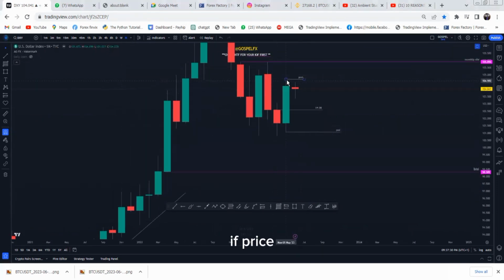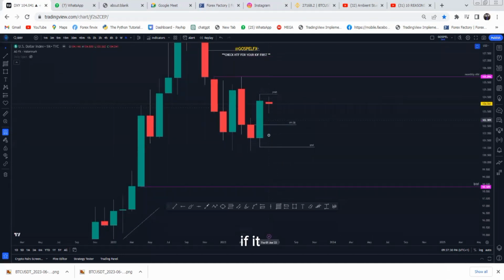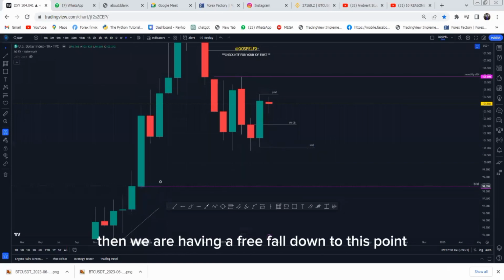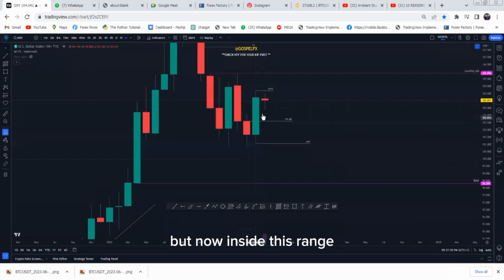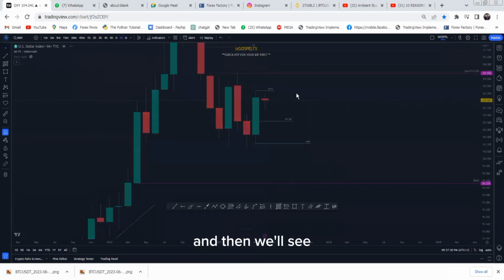We have an if statement: if price should take the high of the previous month, we are coming into the inefficiency. But if it is defended and price drops down, taking the low of the previous month, then we are having a free fall down to this point. But now, inside this range, what can we be doing on the weekly chart? Let's go down to the weekly chart and see what we might be expecting here.